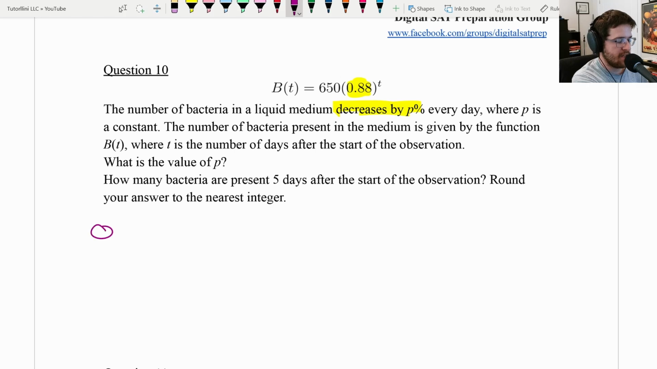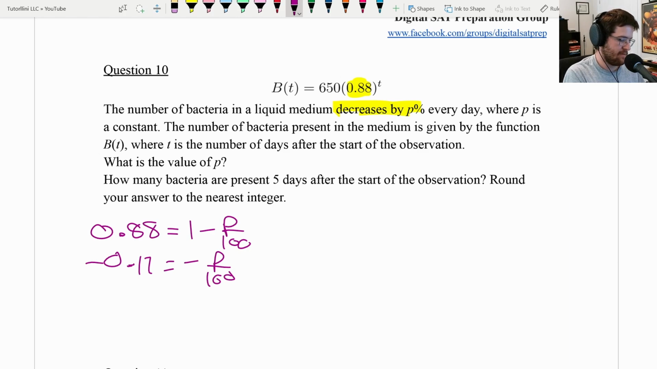Because it's a decrease, the expression I'm going to set it equal to is 1 minus p over 100. If I subtract 1 from both sides, I get negative 0.12 is equal to negative p over 100. And now I'm going to multiply both sides by negative 100. And I get p equals 12, and that is the answer to the first question.